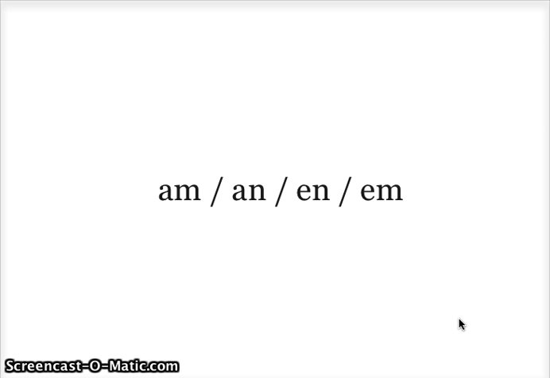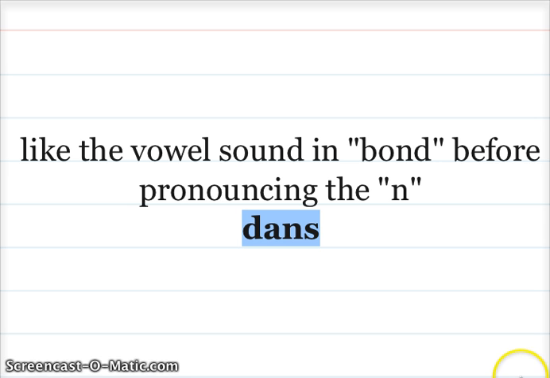Well, in French, when you put a vowel in front of a consonant sound, you're going to get what's called a nasal vowel sound. And these sounds are distinctively French. All right? So AM, AN, EN, EM are like the vowel sound in bond before pronouncing the N. Start to say bond, but then stop just before you get to the N. It sounds like this. Bon. That's the sound we're after. Except in French, it's more pronounced, more exaggerated.